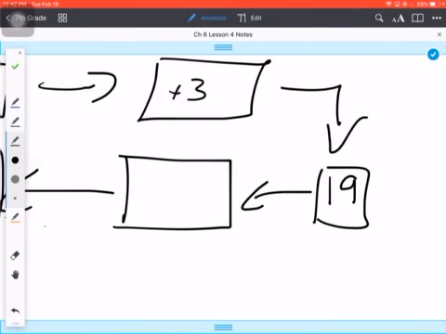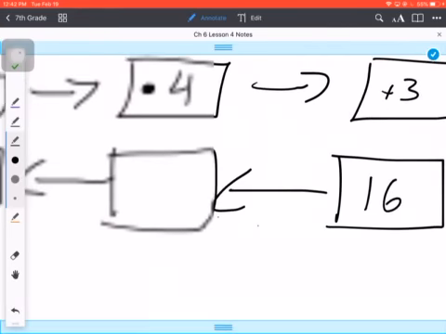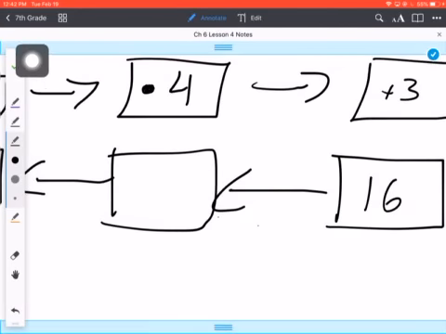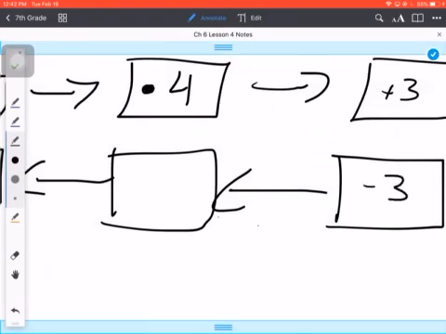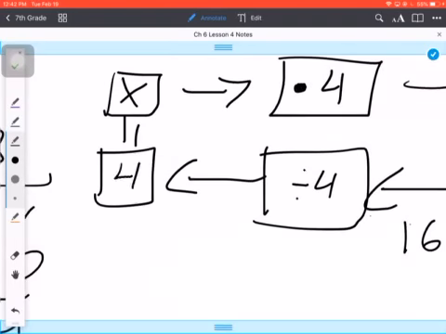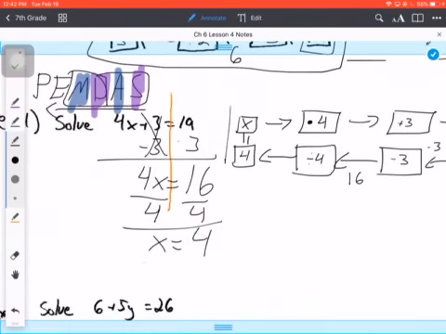So as I go through this, I'm going to undo what's above it. So I have a plus 3. So in this box, I'm going to subtract 3. And 19 minus 3 will get me 16. Here I have a multiply by 4, so I'm going to divide by 4. So I'm at 16, divide by 4, and that gets me 4. So again, same exact results, showing it in a different way.